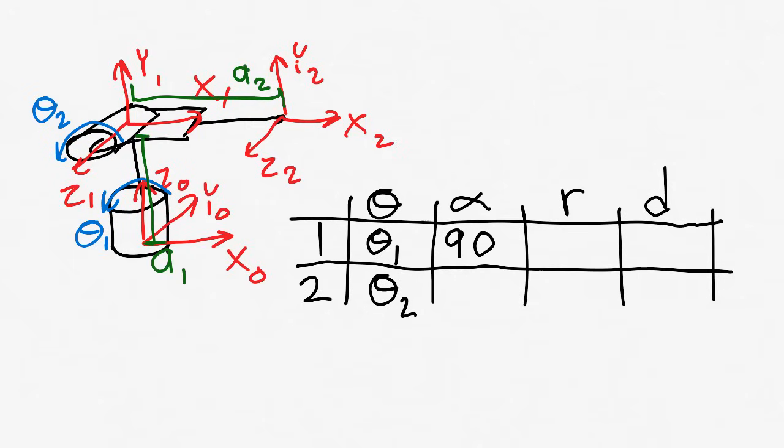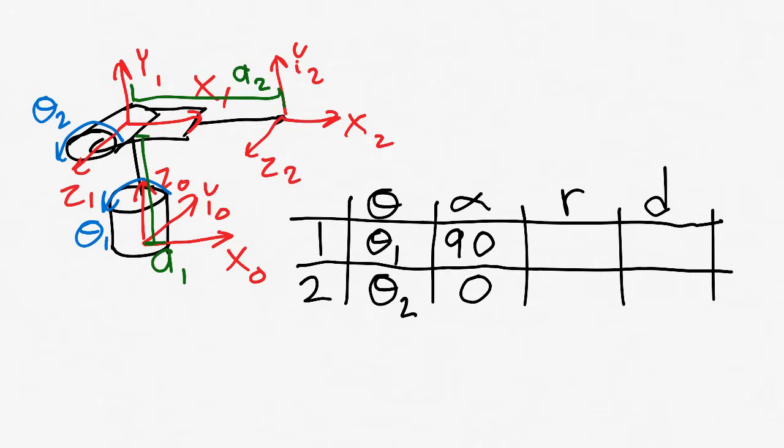Let's do alpha for the second row right away also. In the second row, we're comparing frame 1 to frame 2. I want to ask myself, how do I have to rotate frame 1 around the axis x2 in order to get frame 1 to match frame 2? And I can most easily tell this by looking at the relationship between the two z-axes. Since the two z-axes are already pointing in the same direction, that tells me that I don't have to rotate frame 1 around x2 at all in order to get frame 1 to match frame 2. So alpha here is 0.